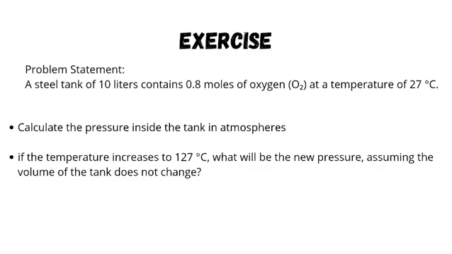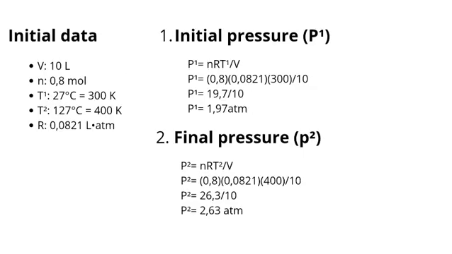So the problem statement is: a steel tank of 10 liters contains 0.8 moles of oxygen at a temperature of 27 degrees. Calculate the pressure inside the tank in atmospheres, and what happens if the temperature increases to 127 degrees.